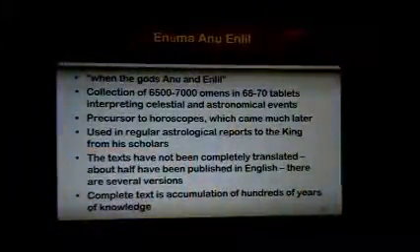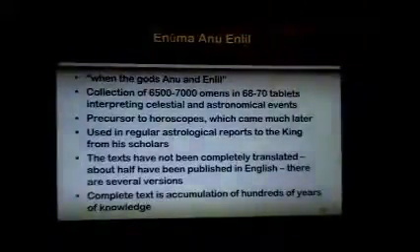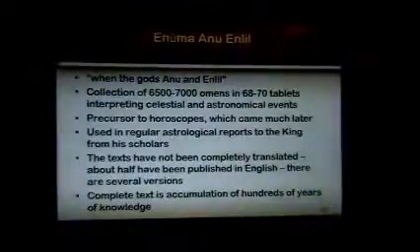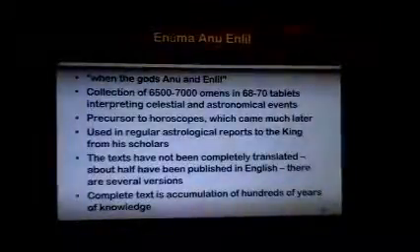The Enuma Anu Enlil is one of the major works, and this is 60 to 70 tablets with up to 7,000 omens in it. And these were just ways of interpreting what happens in the sky.